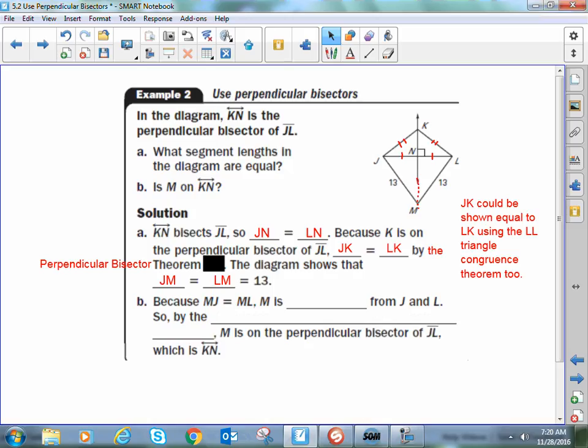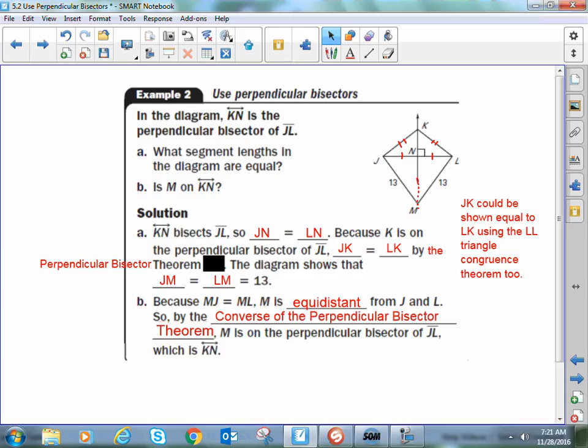So is point M on line KN? Well, obviously yes. We've already discussed it. Because M is the same distance away from point J and from point L, the only way that could happen is if it is on the same perpendicular bisector as KN is. So KN and M must be collinear.